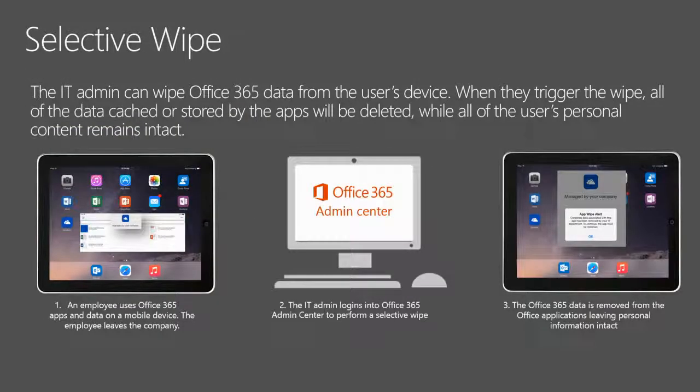And then the last one is selective wipe. Say I have an employee using Office 365 and OneDrive on their device, and they leave the company. What do you do? The admin can go into the Office 365 Admin Center, where you have a list of devices. You select the devices that belong to that user, you hit selective wipe, and suddenly all that Office 365 data is gone from their device. Anything that was important to your company is no longer accessible to that user, on any of their devices. So it's a very easy interface to take the corporate data away from their machine.